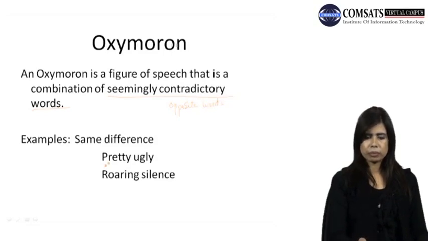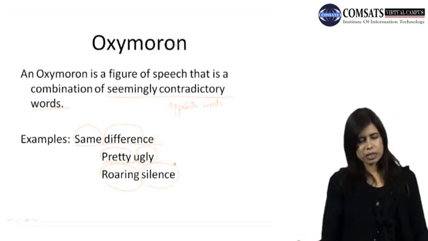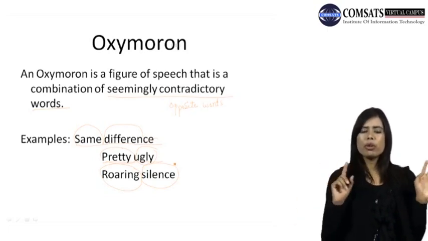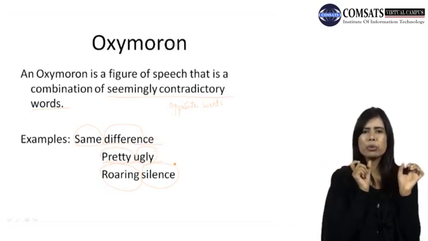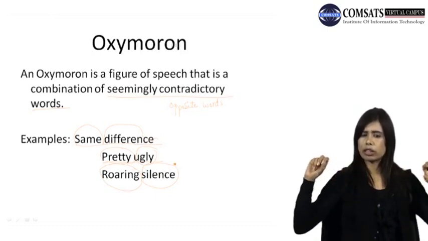For example, same, difference. Same is the opposite of difference. Pretty is the opposite of ugly. Roaring plus silence. So my dear students, this is a very interesting figure of speech as well, when you combine two contradictory words together in order to create a certain kind of expression.